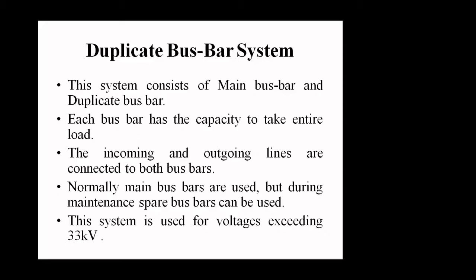Let us see third type of bus bar system, that is duplicate bus bar system. In this system, we have a main bus bar and a spare bus bar or duplicate bus bar. So we have two bus bars. Each bus bar takes the entire load. Incoming lines are connected to both bus bars and the outgoing lines are also connected to both the bus bars.